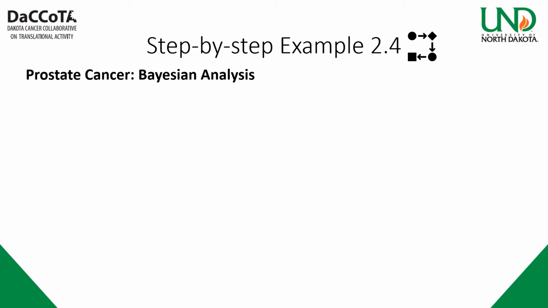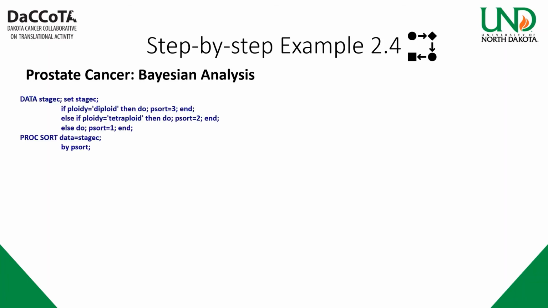Let's do some Bayesian analysis on this prostate cancer data set. First of all, we're going to reset our data just to make sure we don't have that problem where I think tetraploid was our reference. We don't want it as our reference. We want to have diploid. So we're going to create a new variable called p-sort, so we can sort it properly and the data is in the right order so we can run it.